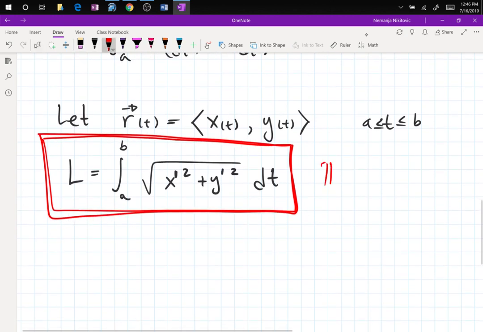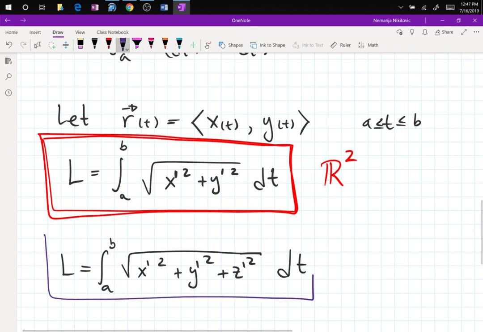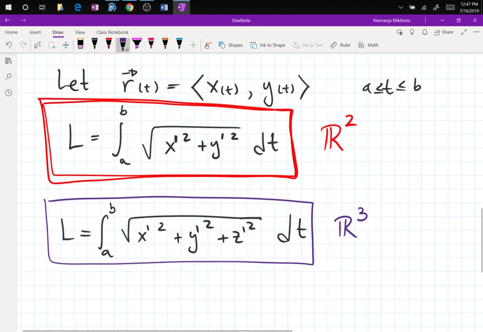Now this is your formula for R2, and if you want R3, you just stuff z under the radical there, so z prime squared. So we'll have the length of the curve, it goes a to b, the square root of x prime squared plus y prime squared plus z prime squared dt. And let's go purple on this one. So that will be your R3.